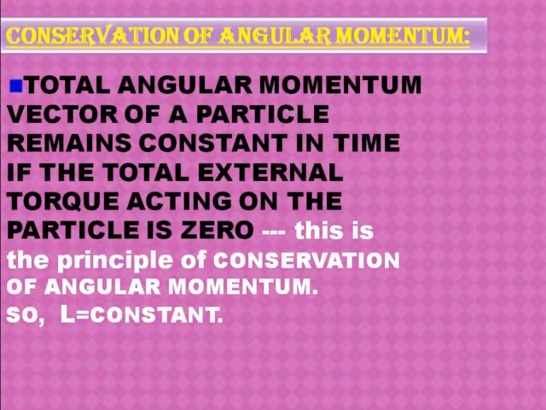Conservation of angular momentum makes it very important in physics. So what is conservation of angular momentum? The total angular momentum vector of a particle remains constant in time if the total external torque acting on the particle is zero. This is the principle of conservation of angular momentum. That is, L equal to constant.